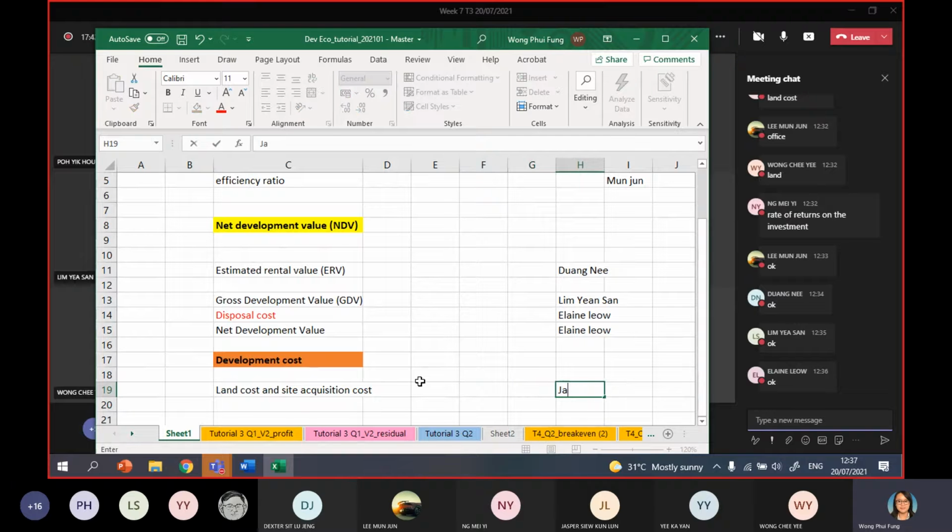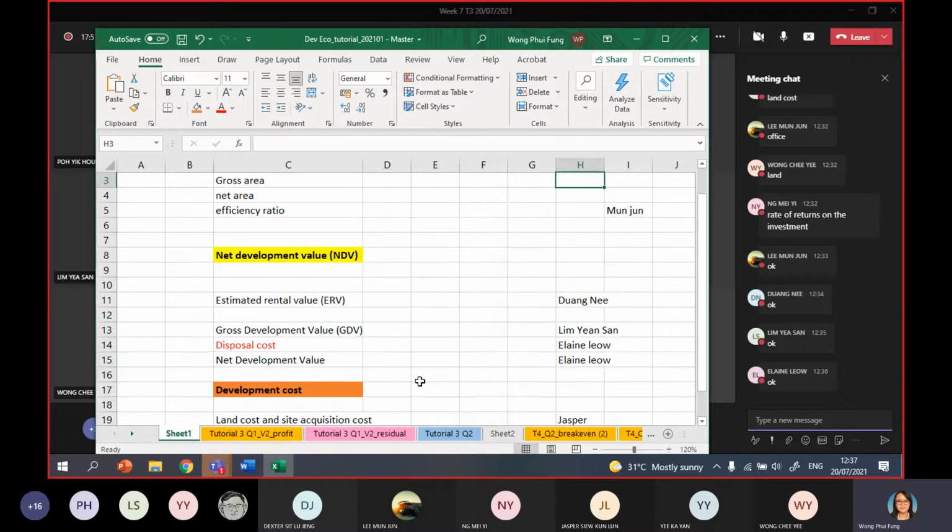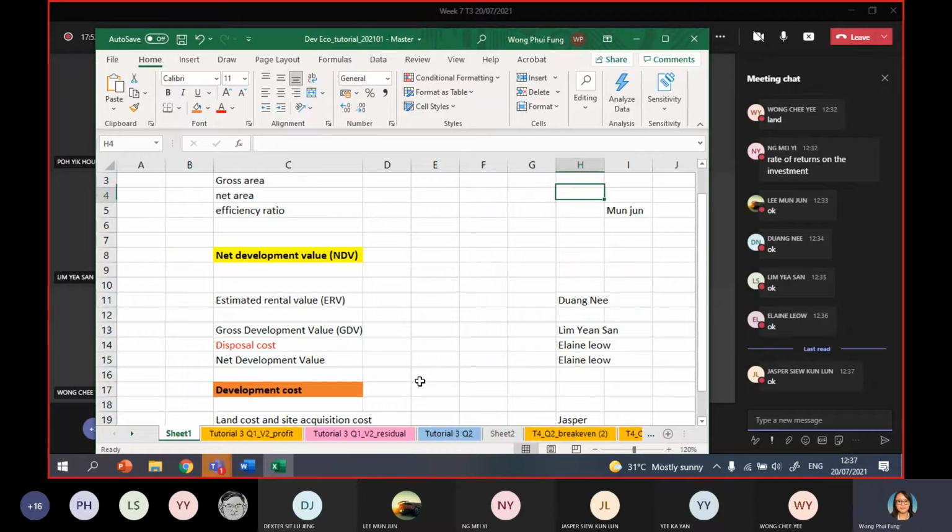I purposely chose the easiest one for you, Jasper, can or not? Land cost and site acquisition fee. Okay, so Manjun, is the answer ready? What is the gross area, net area, and efficiency ratio? You need to determine this first, then only can you proceed. So this step one is very important.